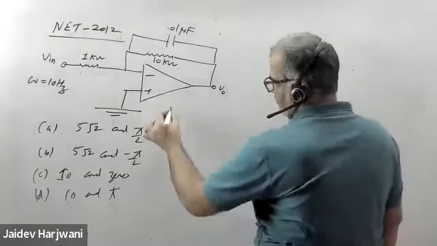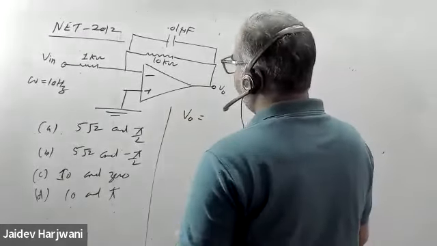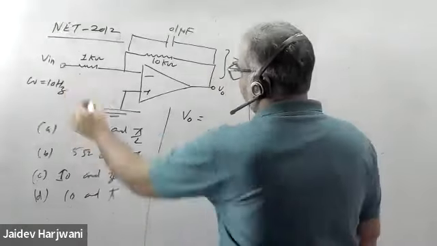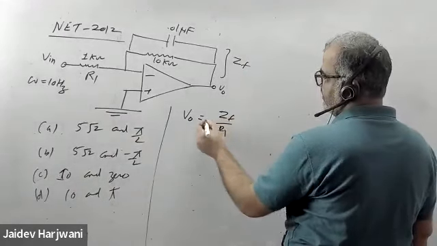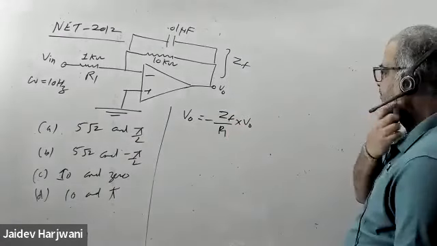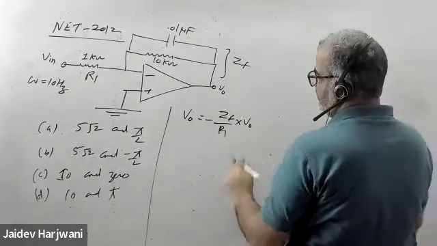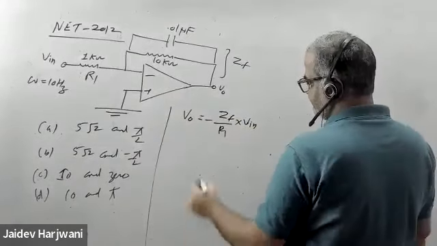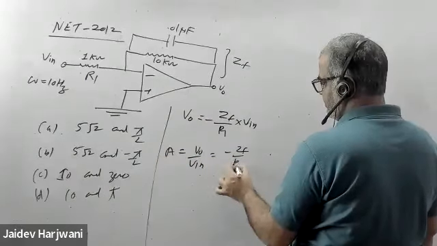So first find V naught. This is an inverting amplifier, so you need to first calculate what is RF. Say this is ZF, ZF upon R1, minus, into V input. You want V naught upon V input. So gain will be V naught upon V input, that is minus ZF upon R1.